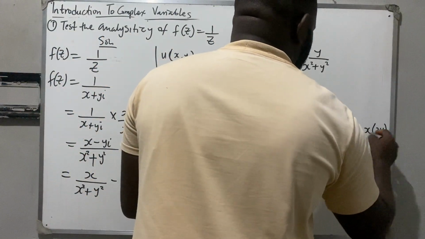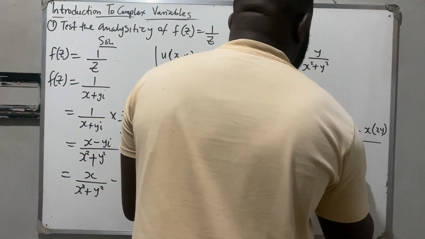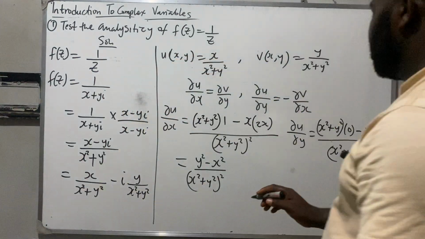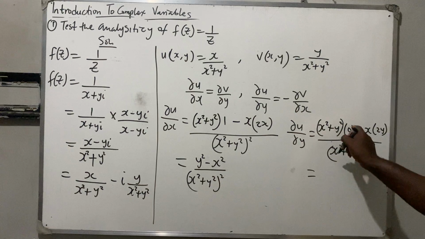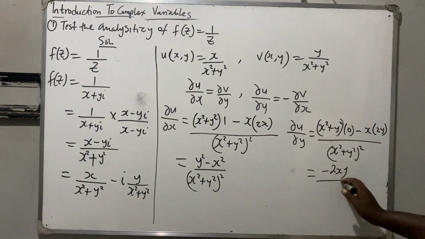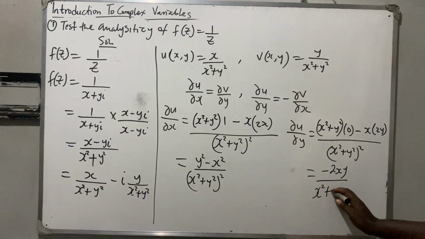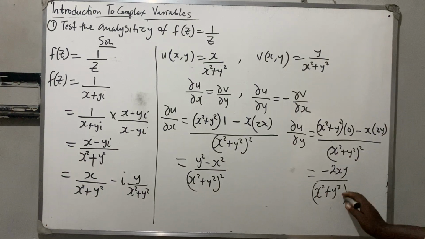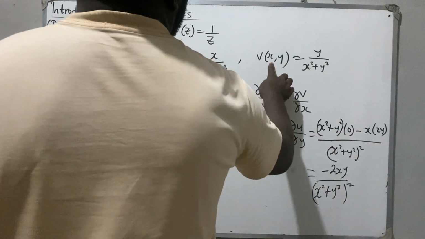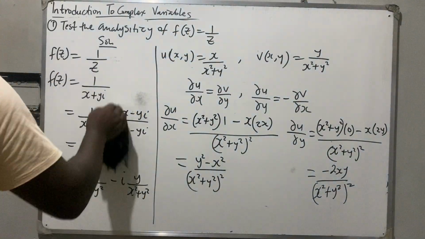So 2y, then all over the denominator squared, that is x squared plus y squared, all squared. Okay, so you see that everything here is 0. I'm left with minus 2xy all over x squared plus y squared, all squared. Okay, so now let us get partial v, partial x and partial v, partial y, and see what will happen.